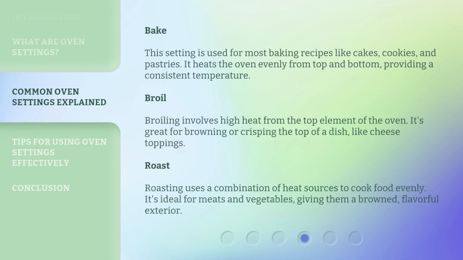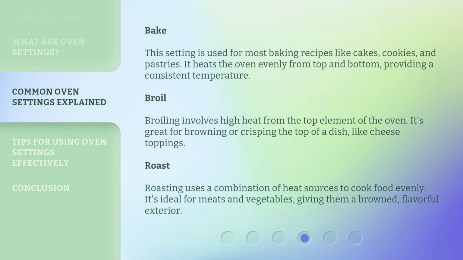Bake. This setting is used for most baking recipes like cakes, cookies, and pastries. It heats the oven evenly from top and bottom, providing a consistent temperature. Broil. Broiling involves high heat from the top element of the oven. It's great for browning or crisping the top of a dish, like cheese toppings.